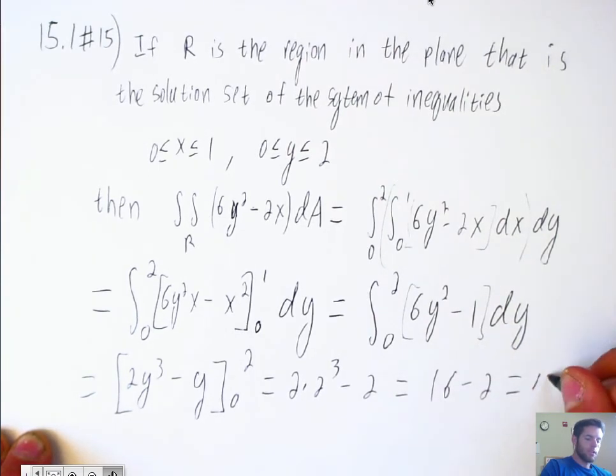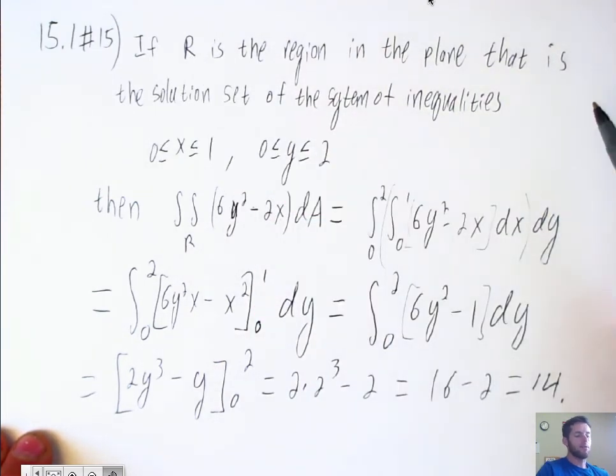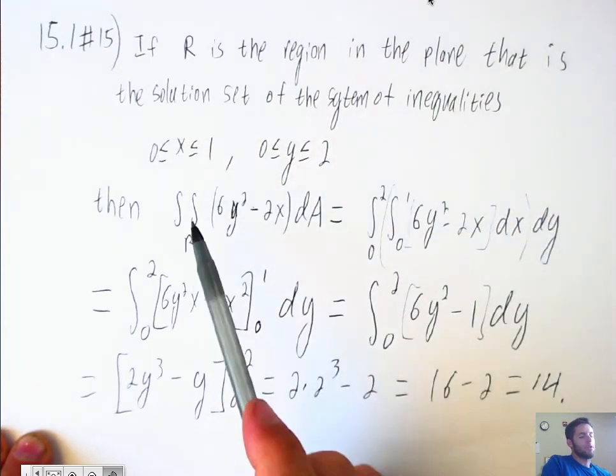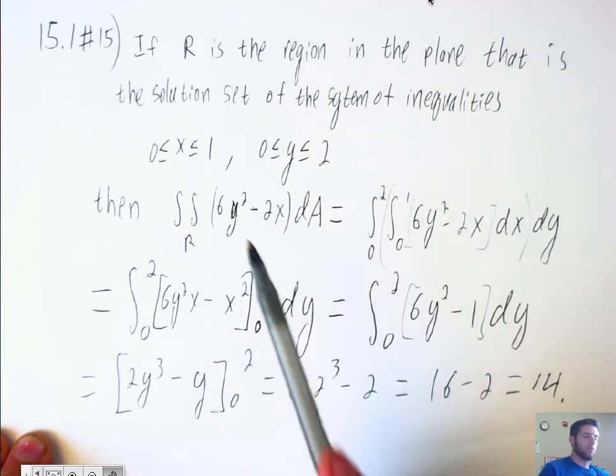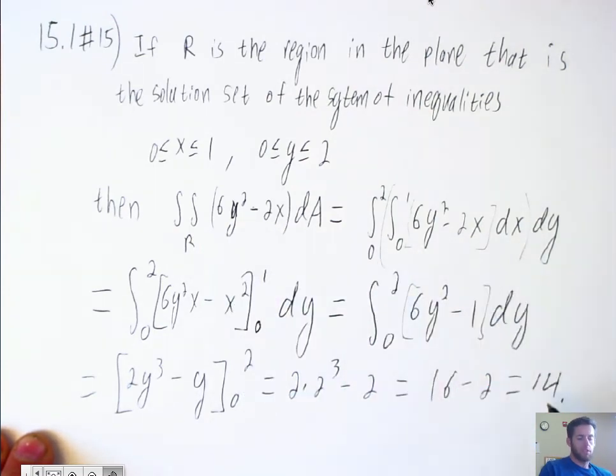which is 14. So, in the end, what I'm saying here is if R stands for a certain region described by the system of inequalities, then the notation, the double integral over R of this function, is another way of saying this double integral, which is the number 14.